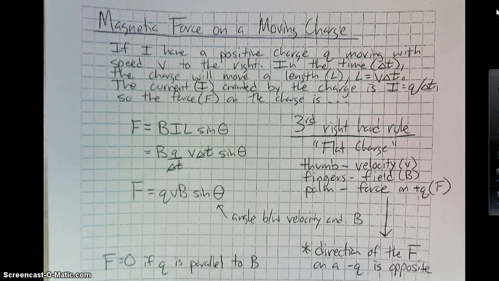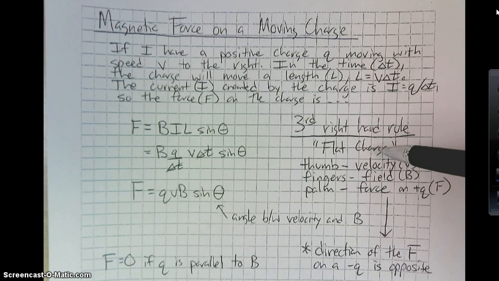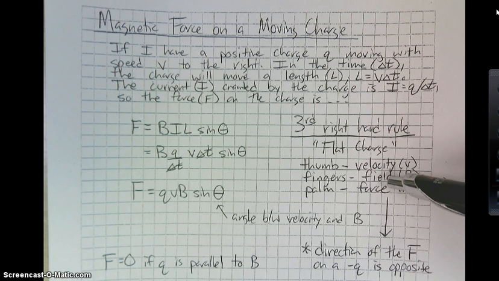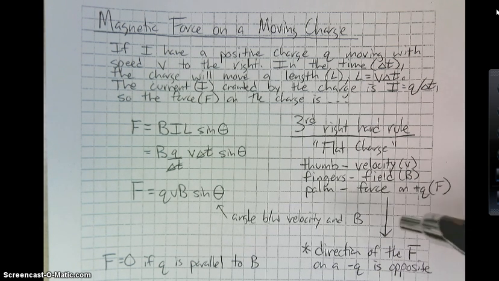Now, this also brings us to our third right-hand rule. So we had the curl rule, we had the flat wire rule, and now I like to call this one the flat charge rule. Basically nothing really changes in this case except for the fact that instead of the current being your thumb, it's now the velocity as your thumb. Your fingers still represent the field and your palm still represents the force. However, there is one more little tricky part to this.